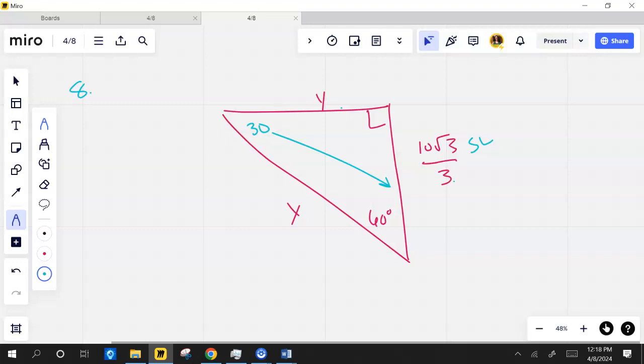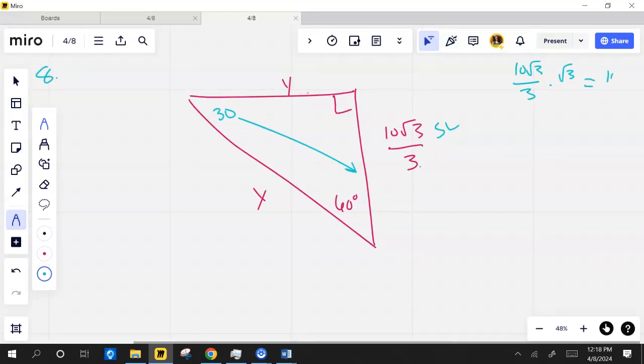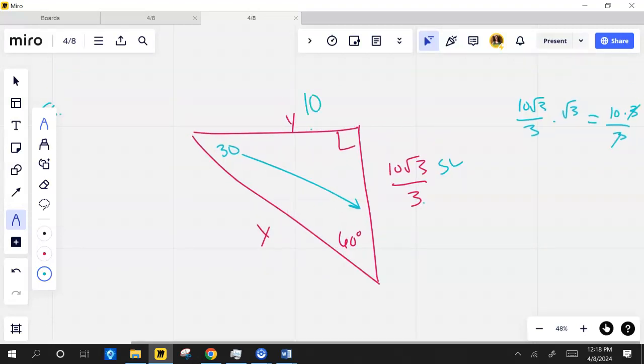So if I do 10 root 3 over 3 and multiply by the square root of 3, I end up with 10 times 3 over 3, which is 10. And then to get to the hypotenuse, I just take the short leg and times it by 2. So this would be 20 root 3 over 3. To get the hypotenuse, you double the short leg. You always make your way back to the short leg, and then you work from there.